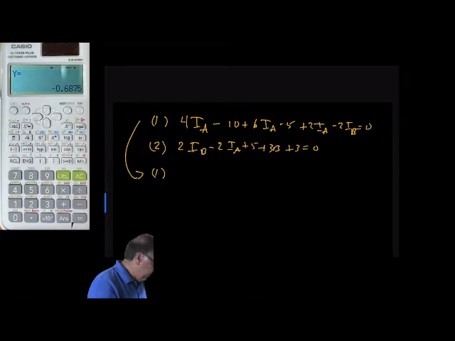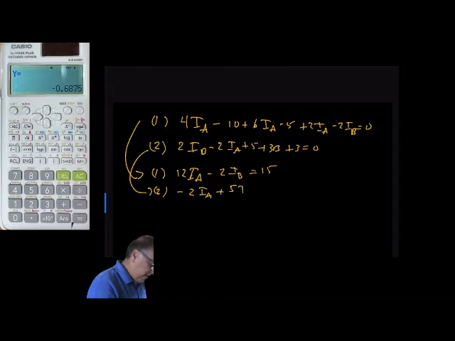And now equation 1 becomes 12IA, as we group elements here together, minus 2IB equal to 15. And then equation 2 becomes minus 2IA plus 5IB equal to minus 8.